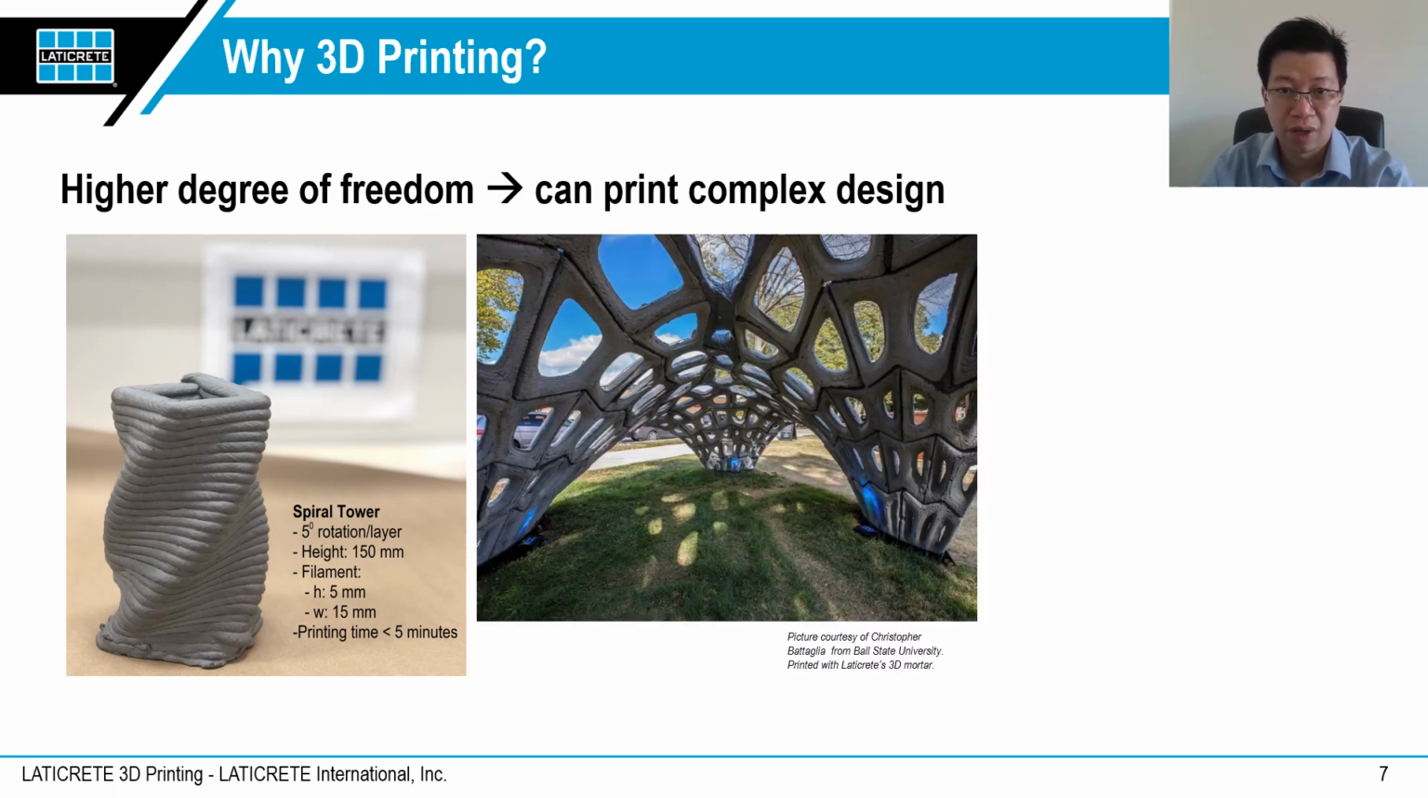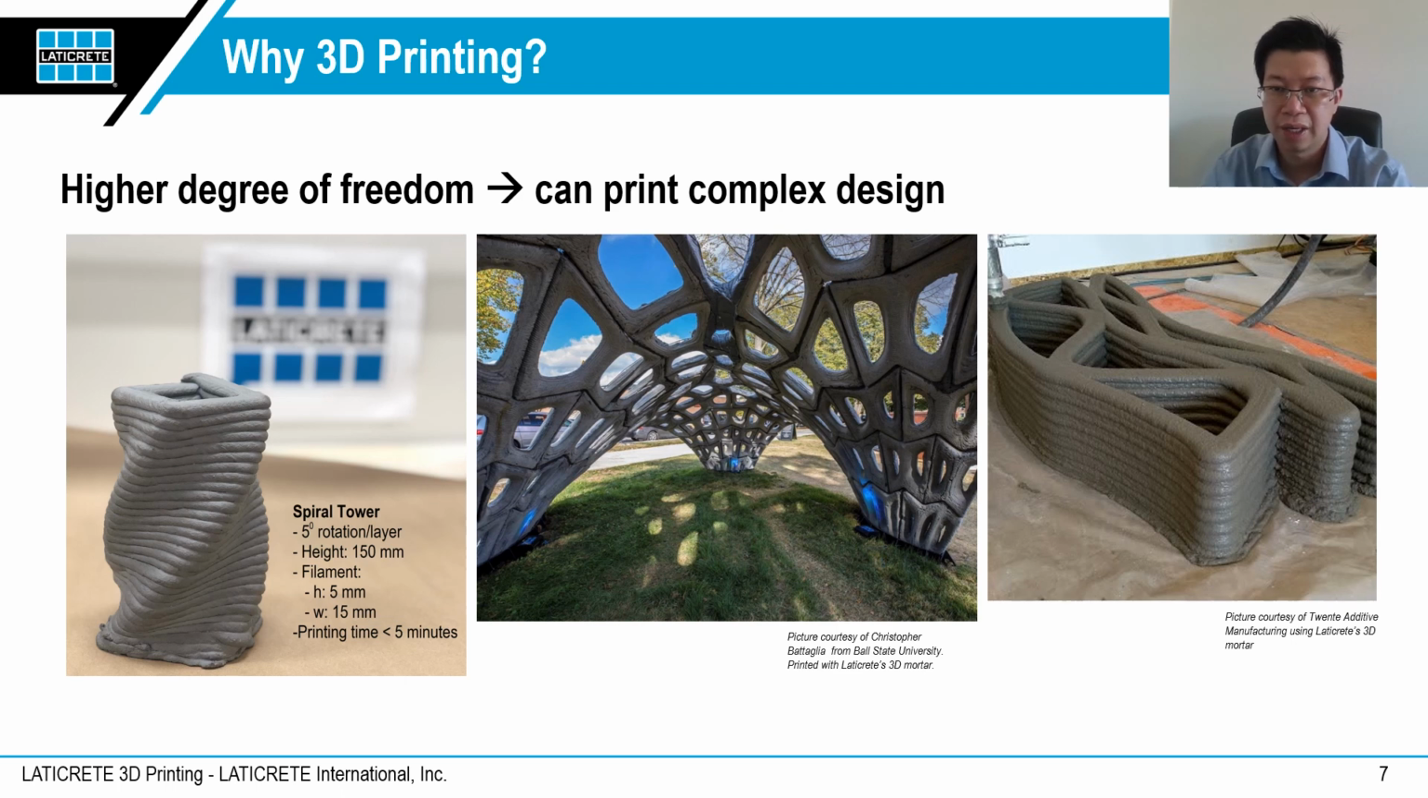In the picture as well, this is a concrete pavilion structure, which consists of multiple printed concrete panels. I will talk more about this project later. And the other one is the test print, which shows that we can print curves easily without the need of formworks.